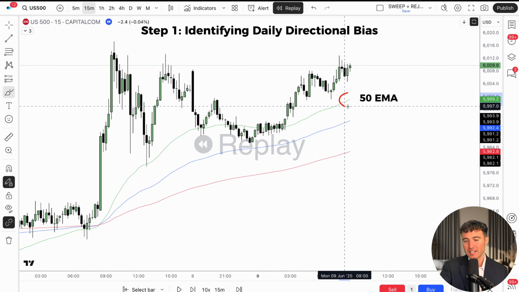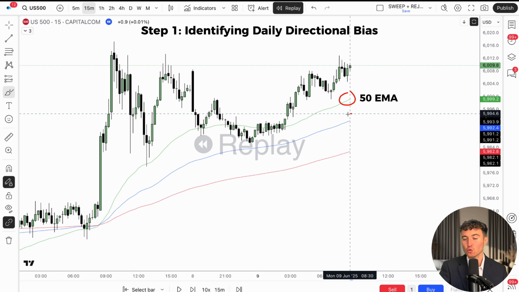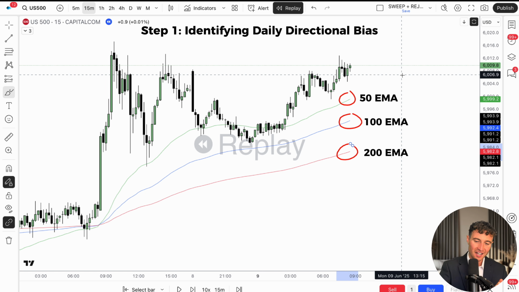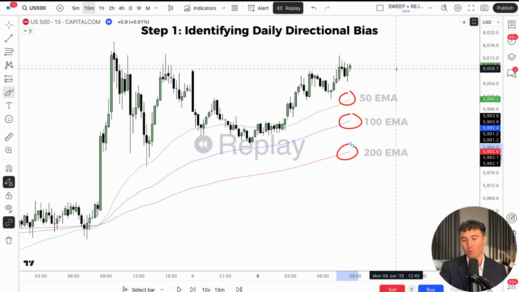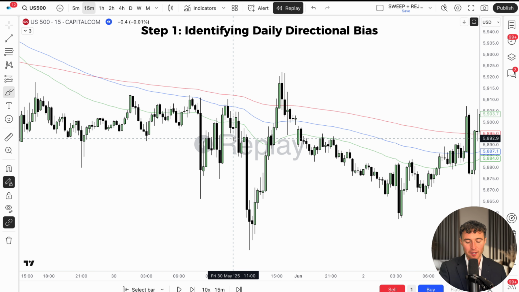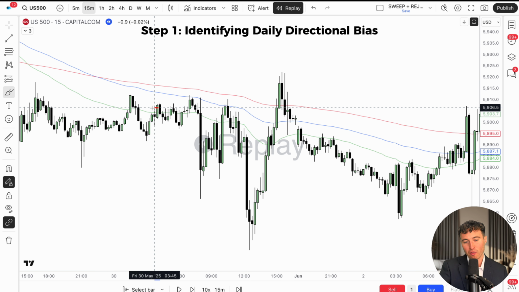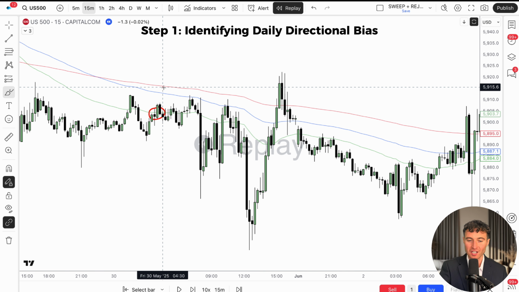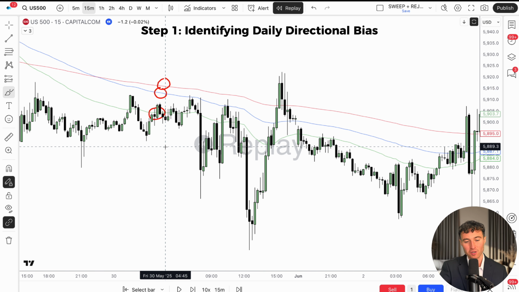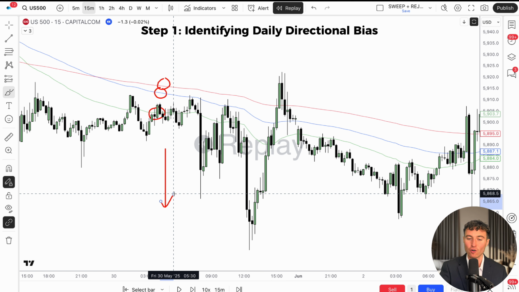If the 50 exponential moving average is greater than the 100, which is greater than the 200, this indicates to us as a trader that we have a long daily directional bias. That means that we will only be looking for long positions. If we take this time period and price right here, you can see the 50 exponential moving average is less than the 100, which is less than the 200. So this would indicate to us that we have a short daily directional bias.